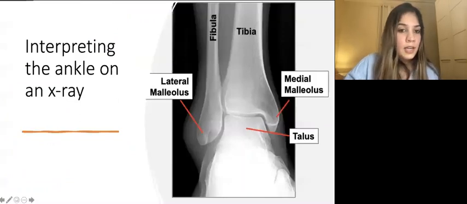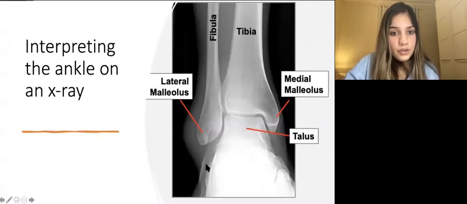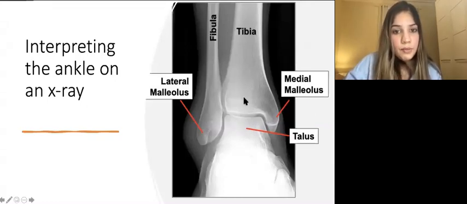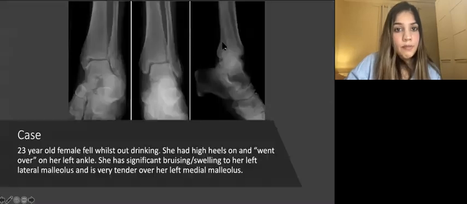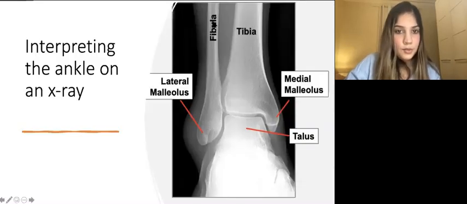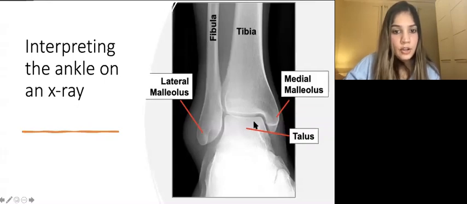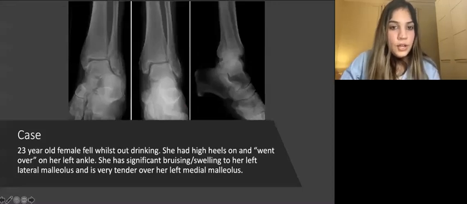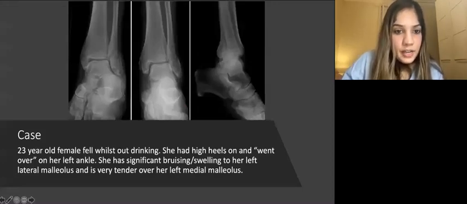So we're just going to quickly look at some ankle x-rays. If you get an x-ray where you need to look for any ankle pathology, this would be the tibia, the bigger bone. This would be the fibula, lateral to the tibia, and you're looking at the talus. So we've got an x-ray here.